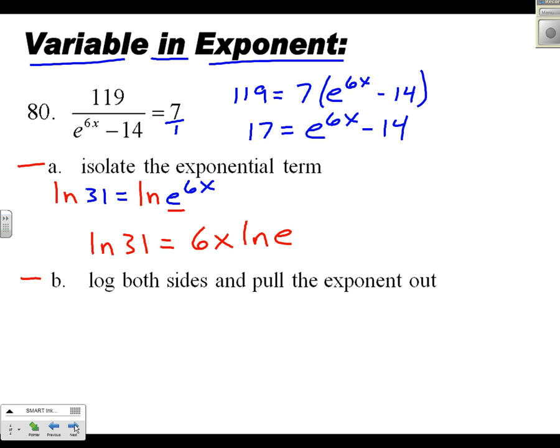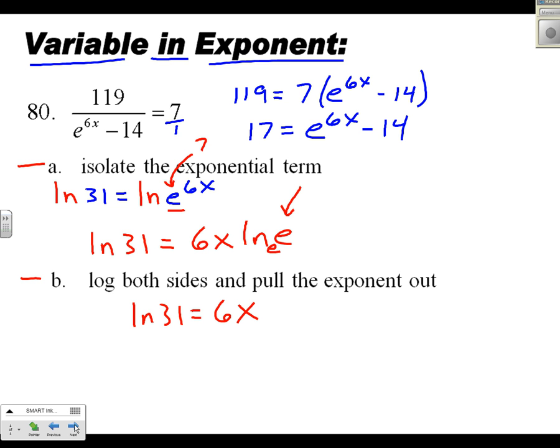And ln e, a lot of times, you know, if e here was 7, I might take ln of both sides and I'd have ln 7 here. And then I'd have to divide away ln 7 on both sides. But ln of e is the exponent that turns e into e. That is 1. So now I have ln 31 equals 6x.